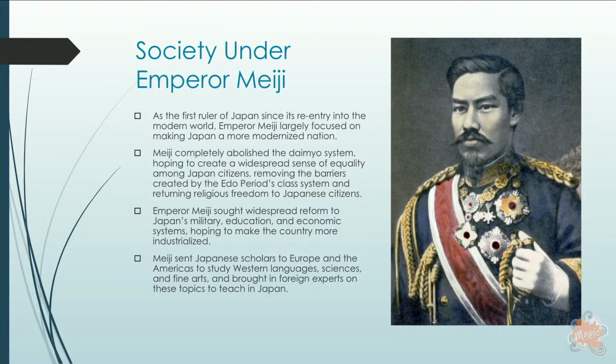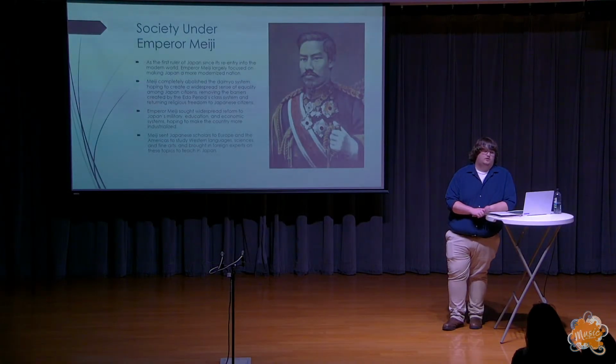I don't. As the first ruler of Japan since its re-entry into the modern world, he focused on making Japan more up to date with the way that the rest of the world had become, from an industrial standpoint, and from a social standpoint as well. Meiji completely abolished the daimyo system after he gained power, hoping to create a sense of equality among people, regardless of social status or how much land you owned. It was more that we are all one people under the same flag, and we should be unified in that.